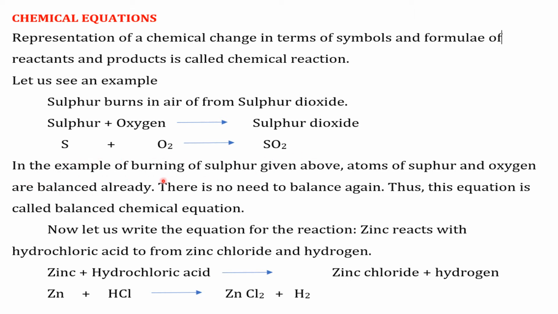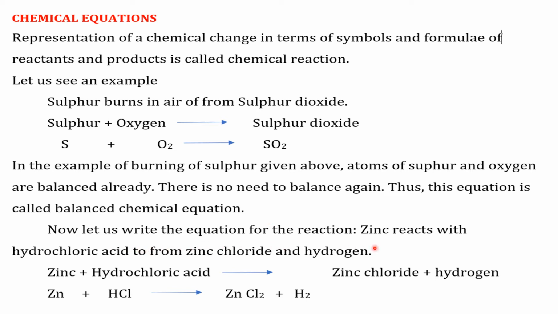In this example, on the reactant side there is one sulfur atom and on the product side there is one sulfur atom, and the number of oxygens is 2 and 2 on either side. Therefore, this reaction is referred to as self-balanced. There is no need to balance again. Thus, such a reaction is known as a balanced chemical equation.